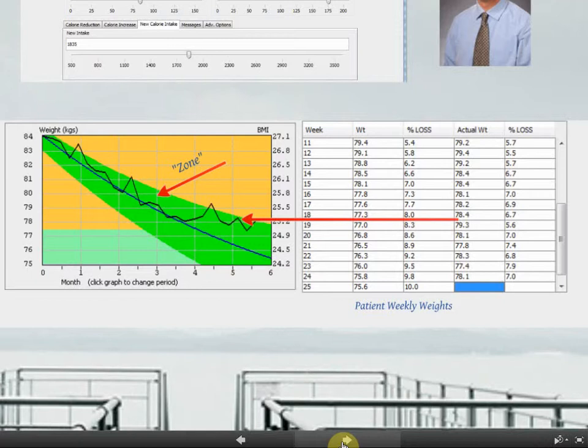And that way you don't have to collect any self-report. You don't have to ask them to keep dietary records. There's no 24-hour recall. There's just measuring them on the scale every week, putting their weight into the spreadsheet, and making sure that that weight is in the zone.